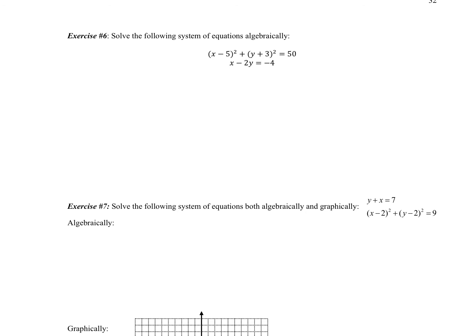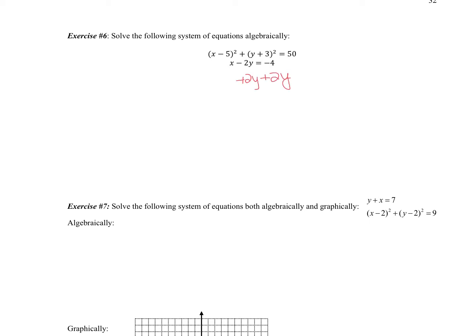This one we're just going to do algebraically. I see my circle equation is a little trickier because I have a different center, not just 0, 0. It'll make the process a little trickier, but not too bad. My linear equation is not solved for either variable, so I am first going to solve that for, it looks like x is a little easier because we have a 2y. So I'm going to add 2y to each side.